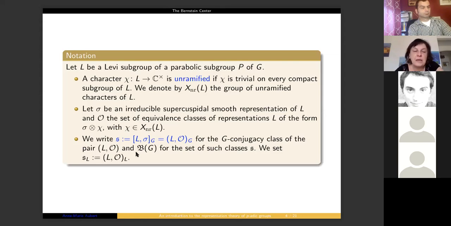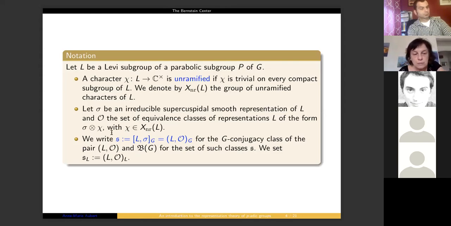So this is due to Bernstein, and for that we'll need the following notions. These notions are very parallel to the ones we had yesterday regarding square integrable representations and their orbit under unitary unramified characters. The only difference here is that we are looking at supercuspidal representations instead of discrete series, and any unramified character, not only the unitary ones.